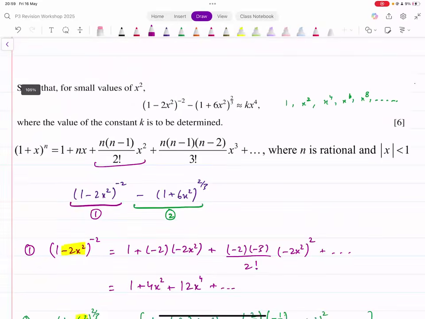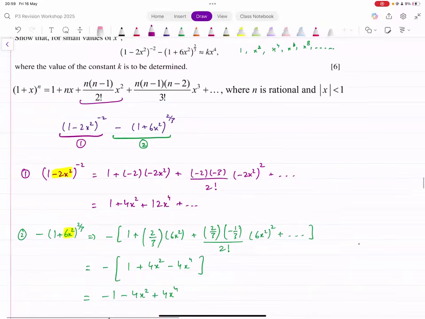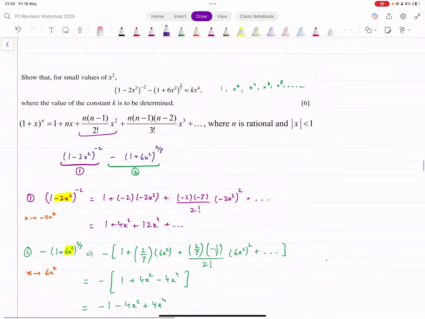Okay. Why do we not have x and x cube in this? Because in place of x, you see the value that we're inputting in the formula. In place of x, we've got minus 2x squared here. In place of x, we've got 6x squared. So we have x squared here. X squared power 1 is x squared. X squared power 2 is x raised to power 4. X squared power 3 is x power 6. So we won't be getting the odd powers in this case because of that, right? So this is what we get.